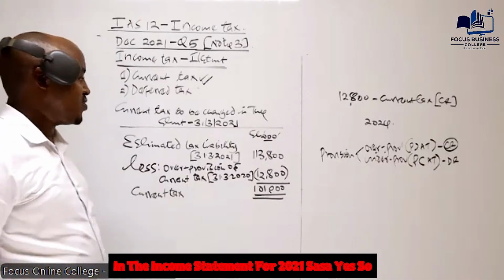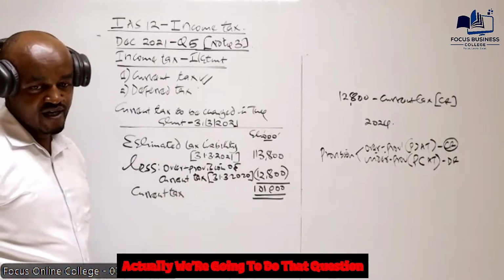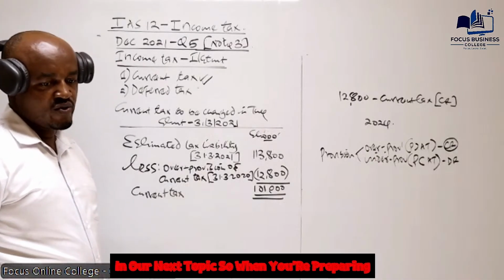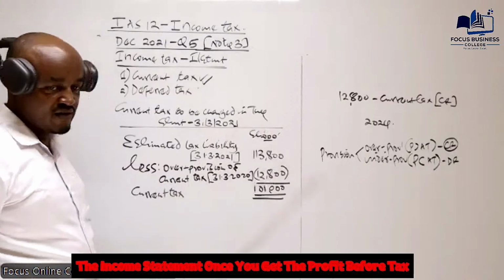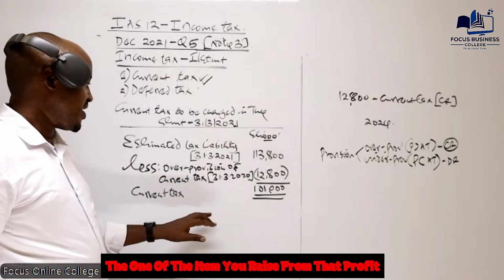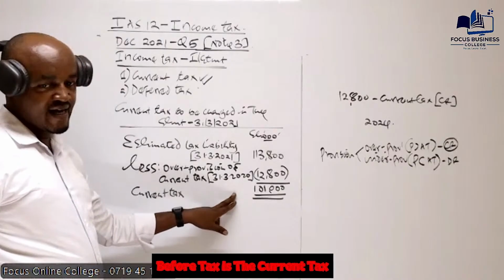Actually, we are going to do that question in our next topic. When preparing the income statement, once you get the profit before tax, one of the items you raise from that profit before tax is the current tax.